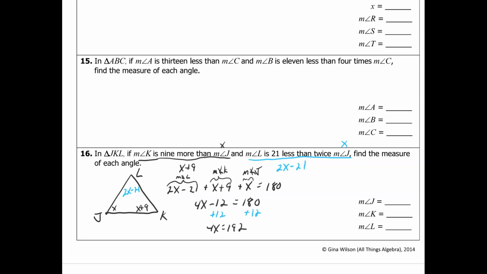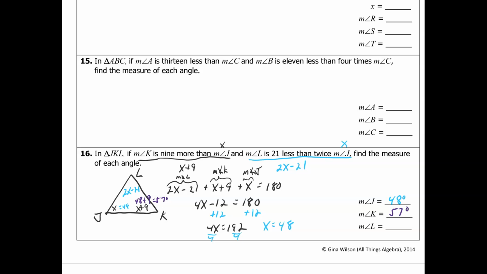I'm going to divide both sides by 4. And 192 divided by 4, again, I'm going to use my calculator for that. So 192 divided by 4 is 48. So there's x. Not only did I find x, but I actually found one of the angles already. This is 48. So the measure of angle J is 48 degrees. Now I can find the others just by plugging in x. So this would be 48 plus 9, so that's 57. So the measure of angle K is 57 degrees.